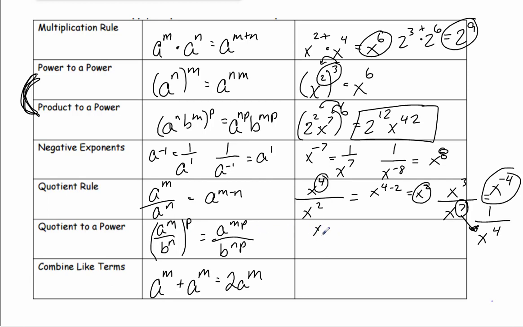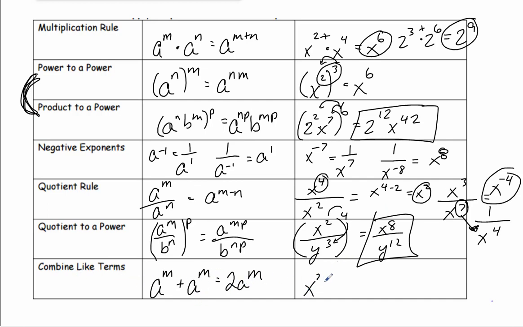So if I take any variable to any exponent, divide by some other variable to another exponent, and it's to another power, say 4, basically I'm distributing this through and to here as well. So it's x to the 8, again, multiplying 2 times 4 is 8, and then 3 times 4 is 12. So that would be your quotient to a power.